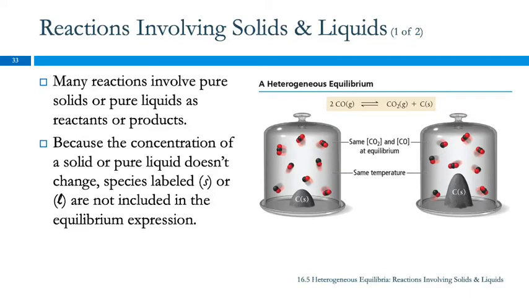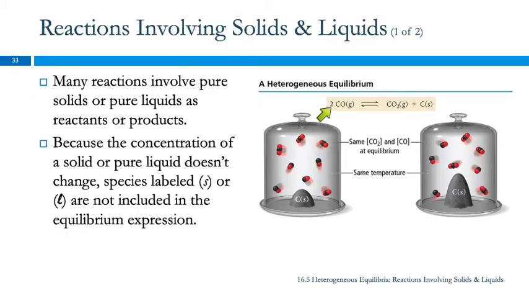Okay, what if you have something other than a gas? Because there's lots of things that have solids or liquids, right? Well, because the concentration of a solid or a pure liquid doesn't change, any species that's labeled solid or liquid, S or L, is not included in the equilibrium expression. So this is called a heterogeneous equilibrium. And the example here is carbon.